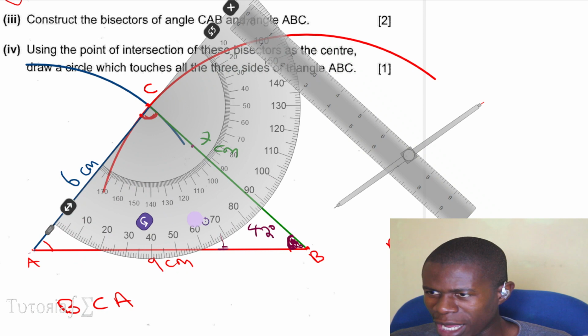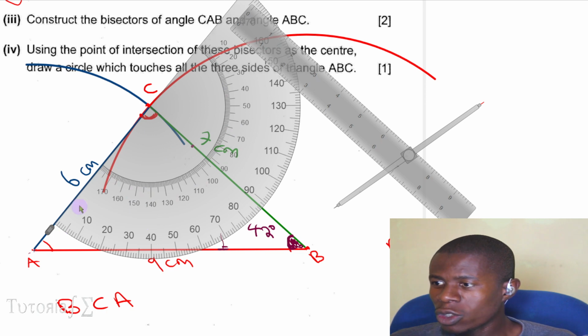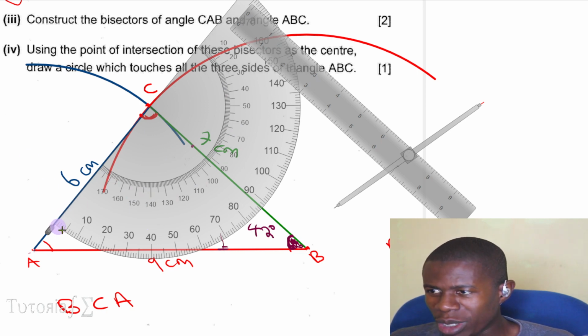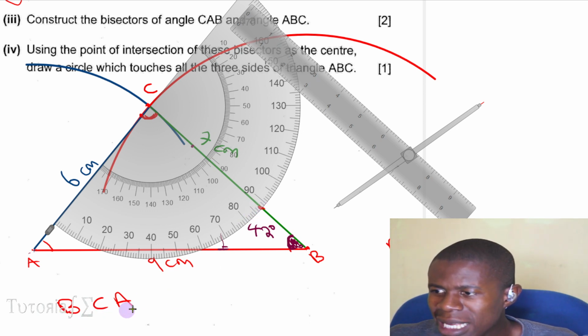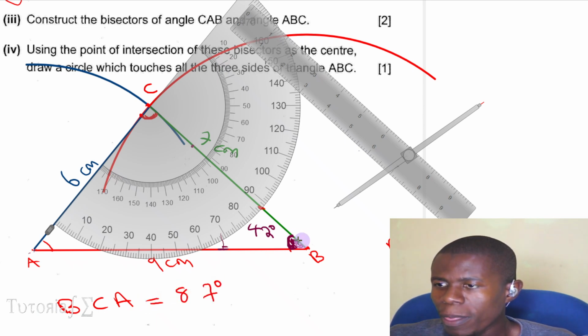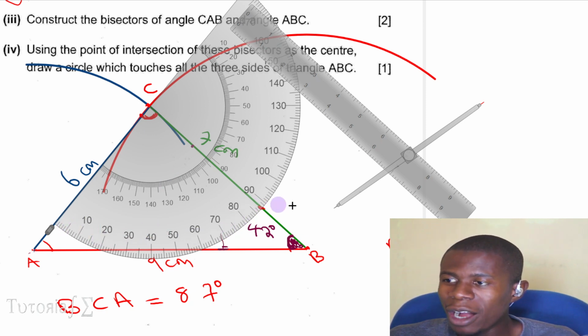We follow the outer scale, so not the inner scale, because the inner scale, if we check, these numbers are decreasing this way. But the one where the zero is inside is the outer scale. So we follow the outer scale until we reach this point here, and we check that number at that point. So this is 80, 81, 82, 83, 84, 85, 86, 87 degrees. So BCA would be equal to 87 degrees. And you are done. So that is how you would do that. So make sure that the zero is inside the triangle you're trying to measure the angle of.